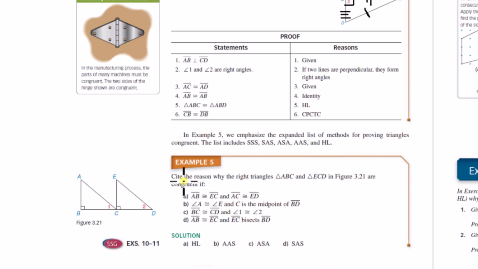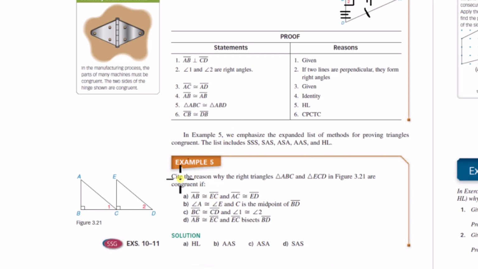So, cite the reason why the triangles ABC and ECD in the figure on the left are congruent if AB is congruent to EC and AC is congruent to ED. Yeah, there's the HL criteria. Now, what if angle A is congruent to angle E and C is the midpoint of BD? So that's side angle angle or angle angle side congruence.